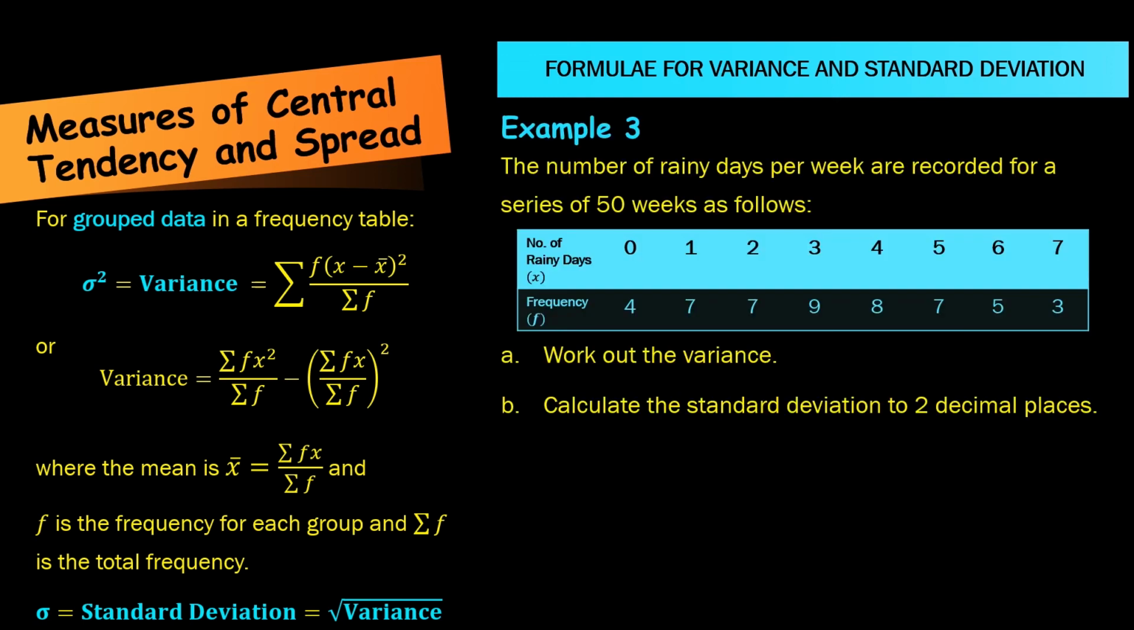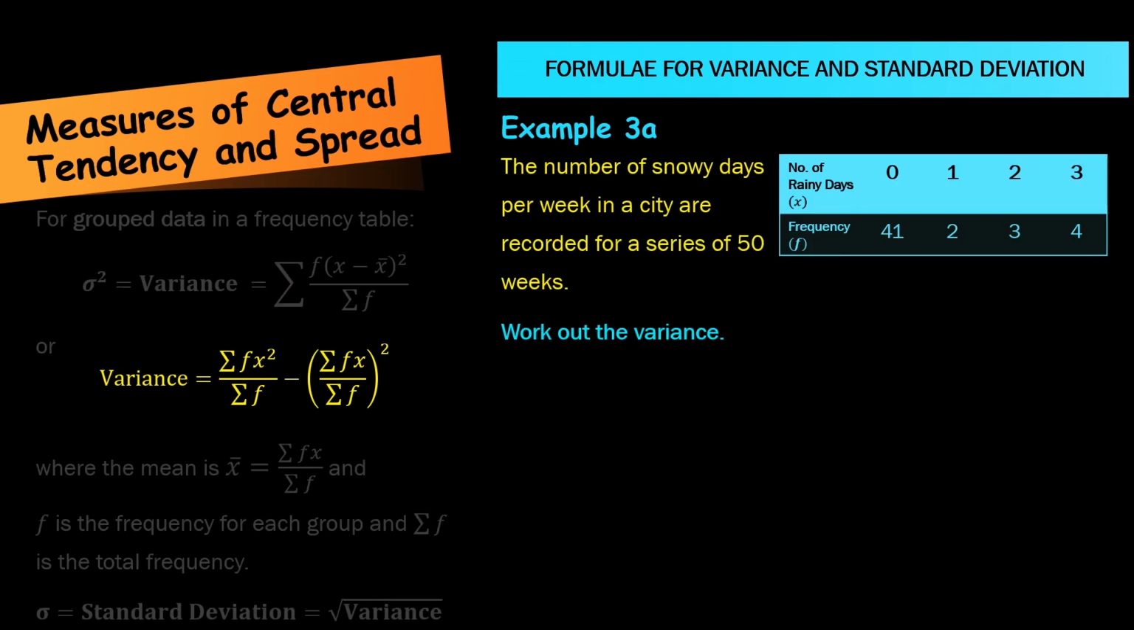So let's take a look at an example. Pause the video and have a go. Press play when you're ready to view the solutions. So let's solve part A first. The number of snowy days per week in a city are recorded for a series of 50 weeks, and they're given in the table shown on your screen. Work out the variance.